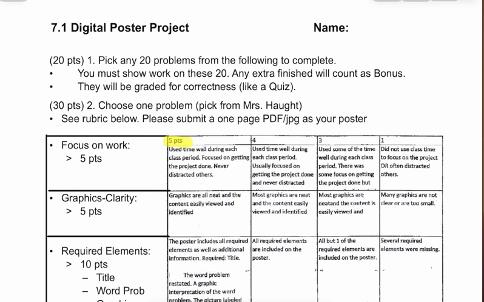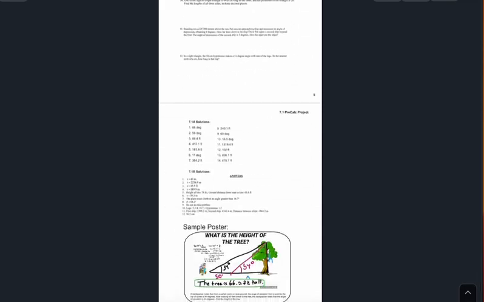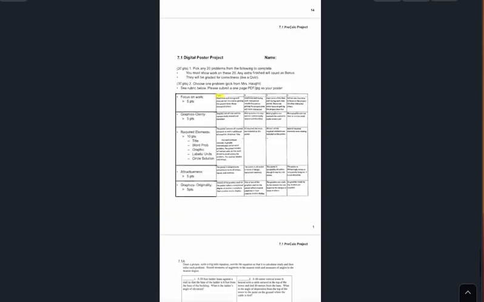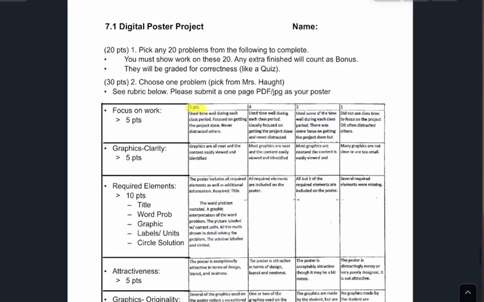Now let's talk about the project. The project is 50 points total. You are going to pick any of the 20 problems that follow. There are actually 24, I believe, or 25 of them. You're going to pick 20. You are going to complete them, and they are graded like a quiz for correction. They have to be correct to get the point. There are extra, so there are 26 of them. If you do all 26, any extra that you get correct, you could get 6 bonus points. So you could get some bonus.